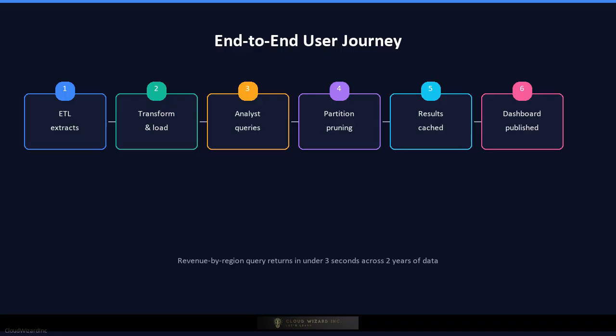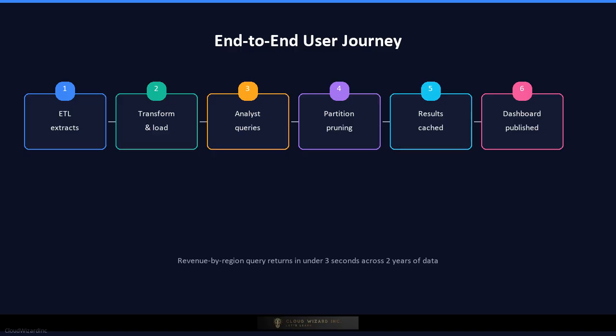Let's trace the end-to-end user journey. A data engineer at a retail company configures a nightly ETL job that extracts yesterday's transactions from the OLTP database, joins with customer and product dimension tables, computes net revenue and return rate, and loads the results into a fact_sales partition in the warehouse, keyed by date.